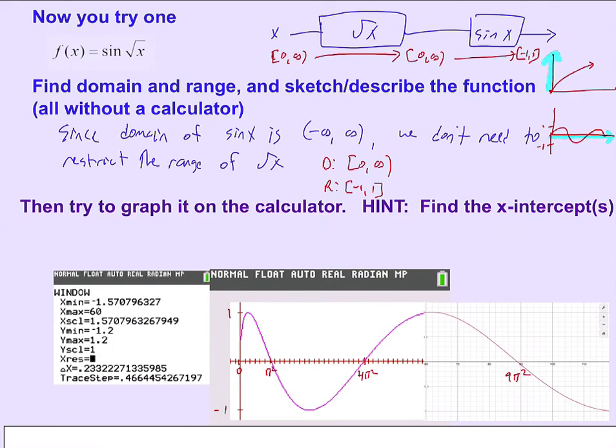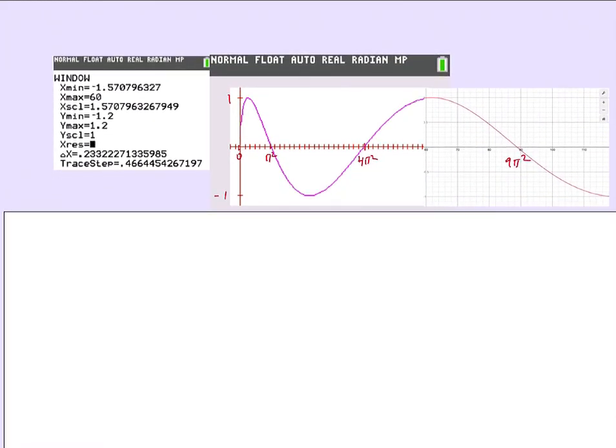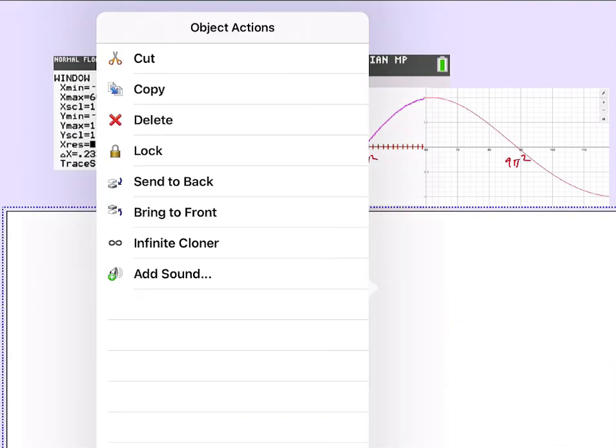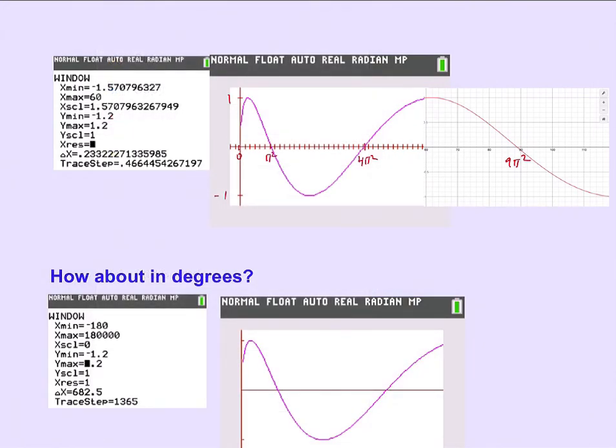Worth pointing out that if we wanted to do this in degrees, we certainly could. It would look exactly the same. The only difference is what I just did a second ago to find the x-intercepts. The square root of x would equal 0. The x-intercept in degrees would be at 180 degrees. And then another one at 360 degrees.